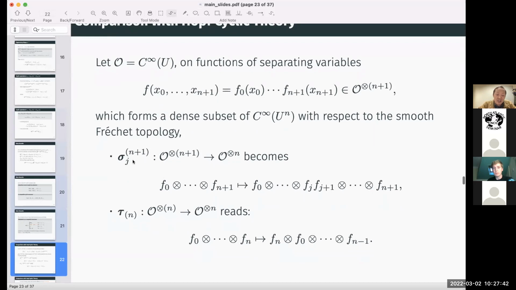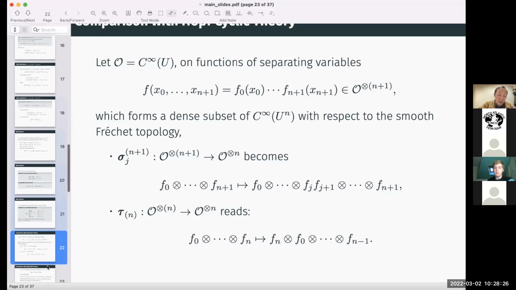So first of all, these degeneracy maps, which reduce the number of arguments by one, are exactly what happens in the Hochschild or cyclic theory for an algebra. So you have f_0 up to f_{n+1}, and you just multiply f_j and f_{j+1}. And then this cyclic permutation simply cyclically permutes the order of the factors. So it agrees with the usual Hochschild or cyclic theory, right? And then the simplicial relations follow immediately.